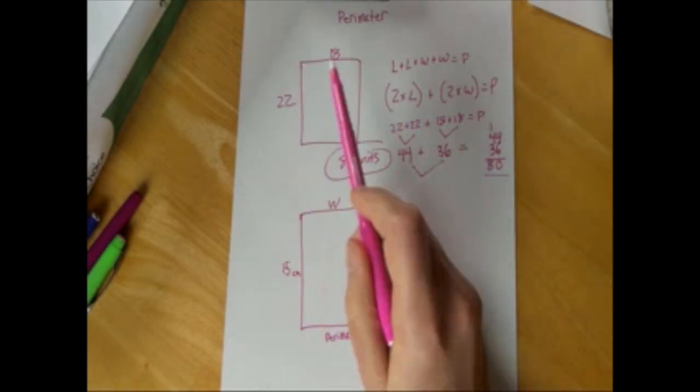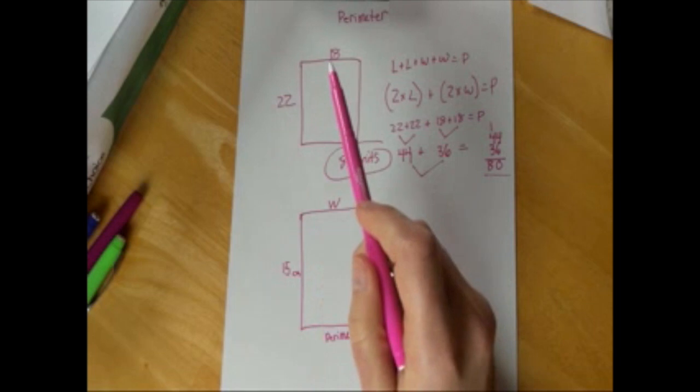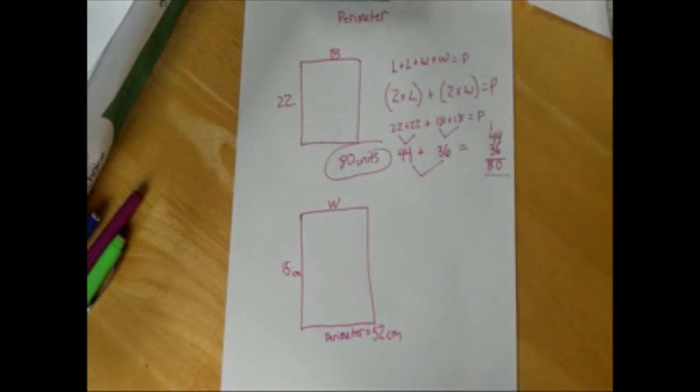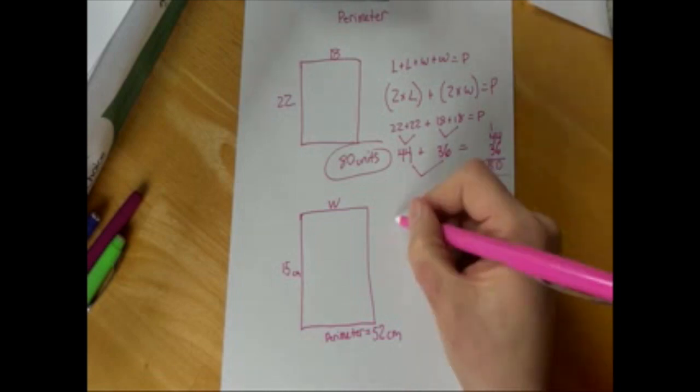Now I'm calling it units because I don't have any units with these numbers. So whatever units it is, there's going to be 80 of them. For our second problem, we're only given the length, and then we're given the entire perimeter.